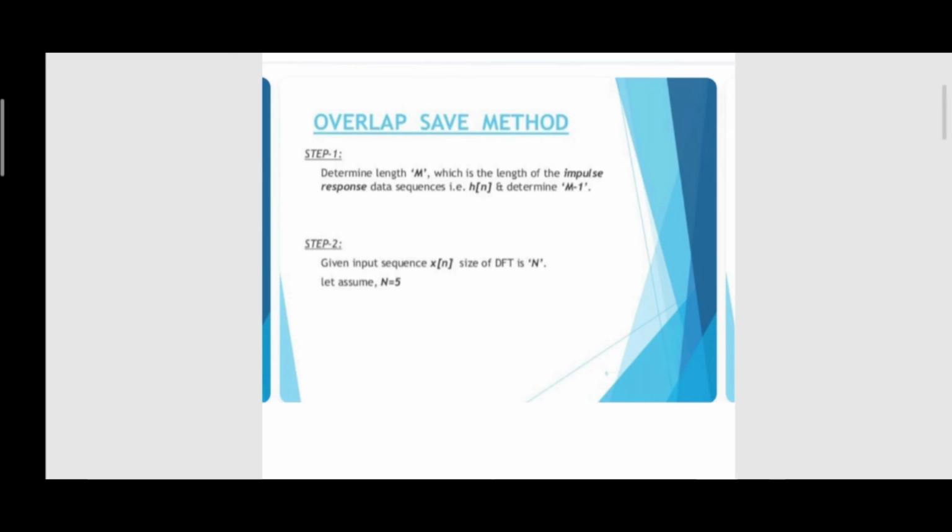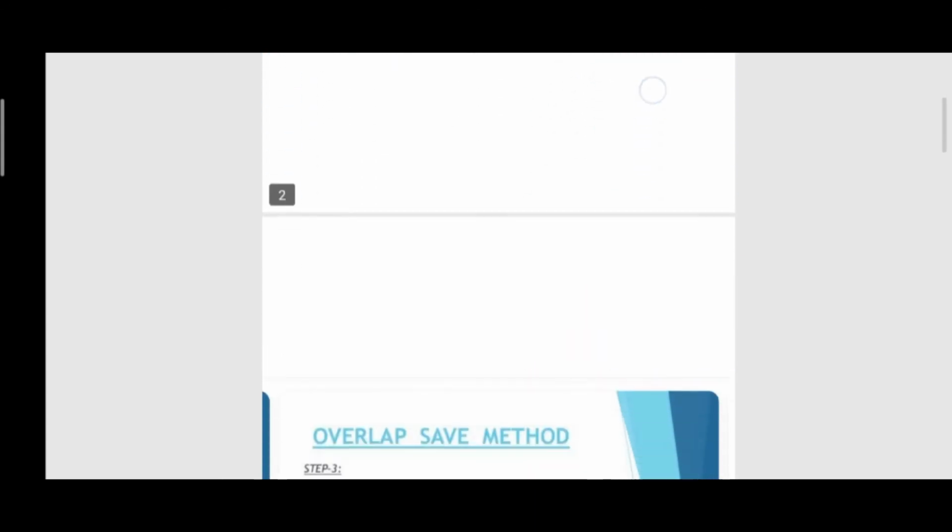One is the data sequence and another one is the impulse response. The data sequence is represented as x of n and the impulse response is denoted as h of n. In this, x of n is the longer sequence and h of n is the smaller sequence. The number of samples in h of n is denoted as M, and we have to determine M minus 1. In step 2, for the given data sequence x of n, the size of the DFT is N. Let us assume N is equal to 5.